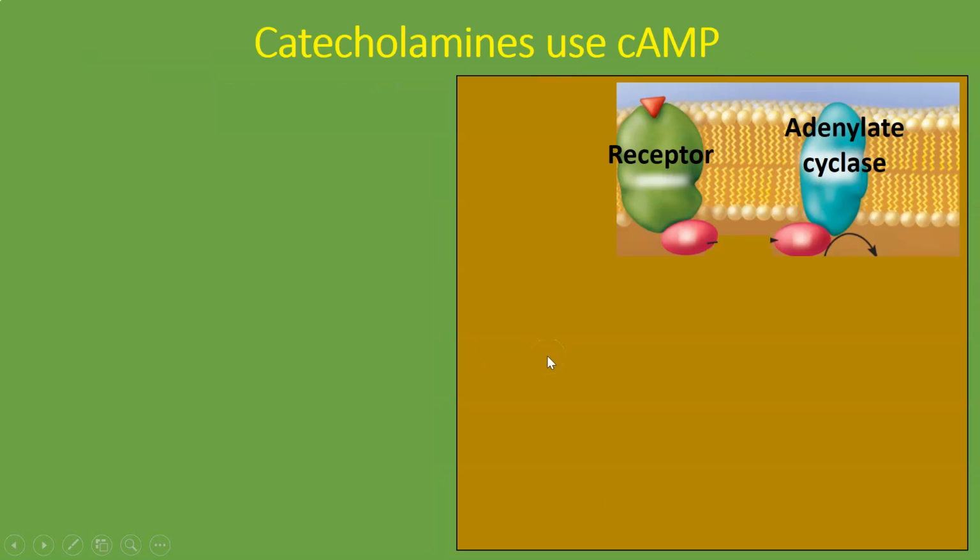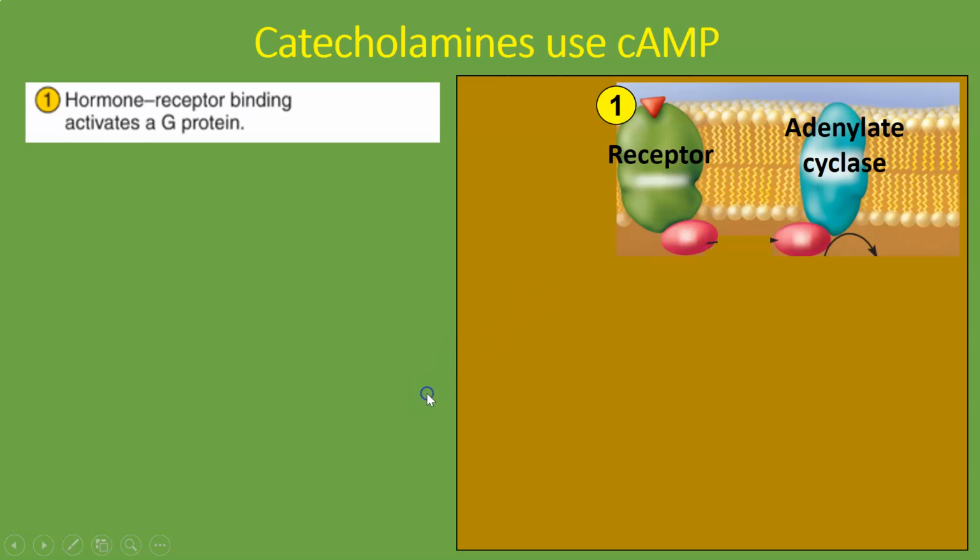So you do not have to know by heart all of the steps of how catecholamines use cAMP, but I just want to show this to you so that you can see all the different steps that are involved. What we have here is a hormone, our little red triangle, that is binding to our green receptor that is embedded in the cell membrane. And this little pink circle here is called the G protein. So here's what's going on.